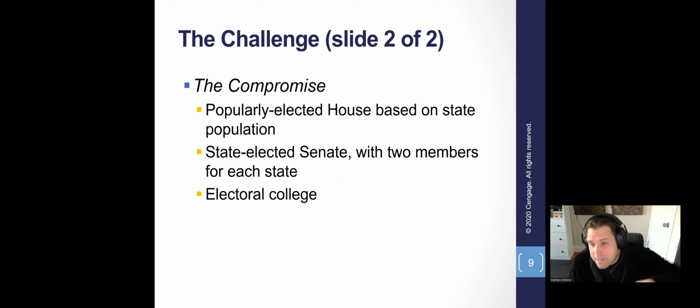So the compromise that came from these two plans was that you popularly elect the House based on state population. So this gave states a pretty substantial amount of power in determining what kinds of laws would ultimately pass at the federal level. But at the same time, states elected the Senate with 2 members for each state. And this Senate was sort of seen as a counterbalance to those states that had larger populations, right? States like New York, which had a very, very large population, of course, advocated for popularly elected officials based on the size of the population, right?